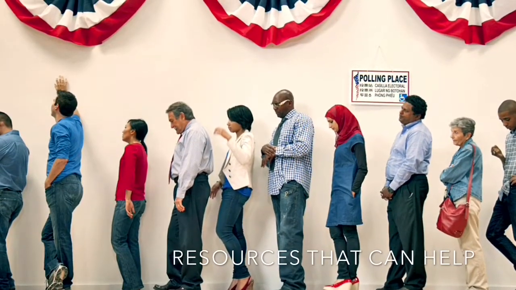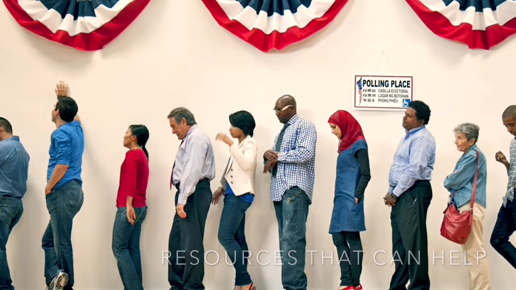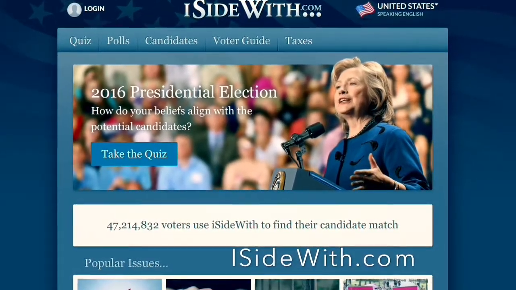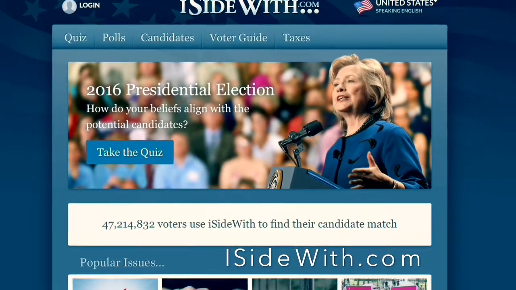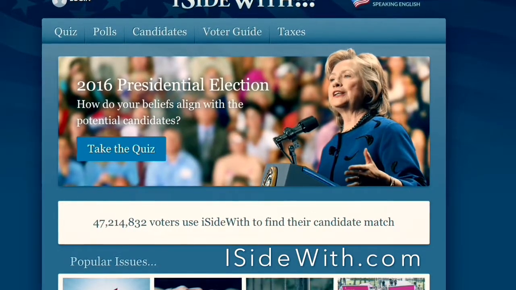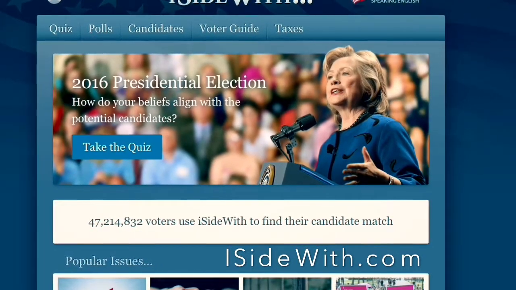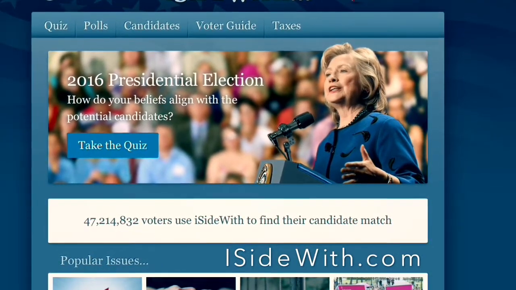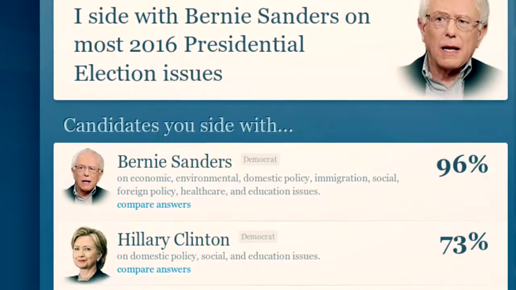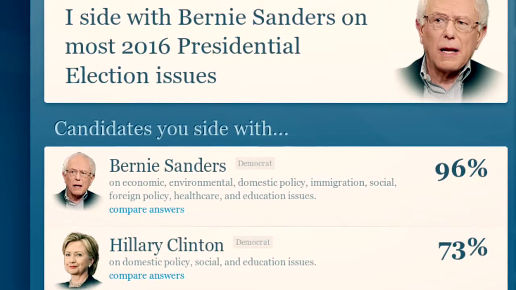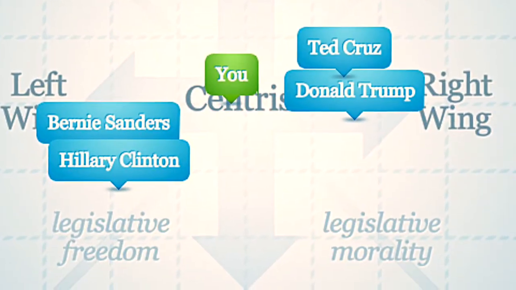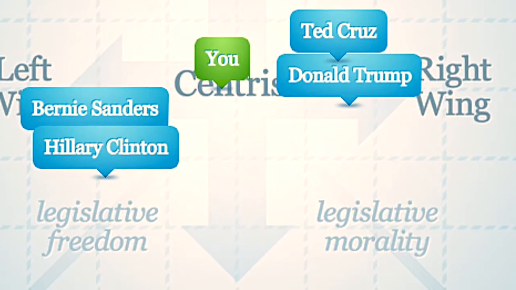Resources that can help you pick a candidate. Number 1, isidewith.com. isidewith.com is a website that allows you to take a quiz that asks questions on specific current social and political issues, and depending on how you answer them, compares them against different candidates and chooses which presidential candidate best aligns with your beliefs. This is an example of the layout of the results. iSidewith can also show you where you stand on the spectrum of political parties and ideals.